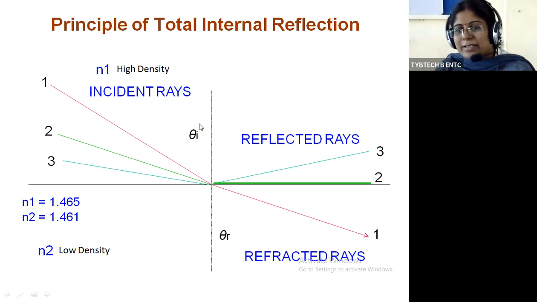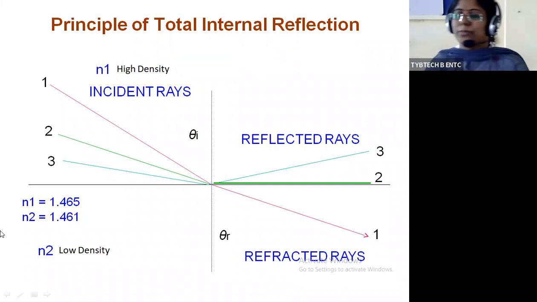Now if I keep increasing this angle, what will happen? The other angle will also keep increasing. Then a condition comes where this angle of refraction becomes 90 degrees. That is the second case, critical angle, that we will see in the next lecture because that is an important point. You understood the refraction case, first case?